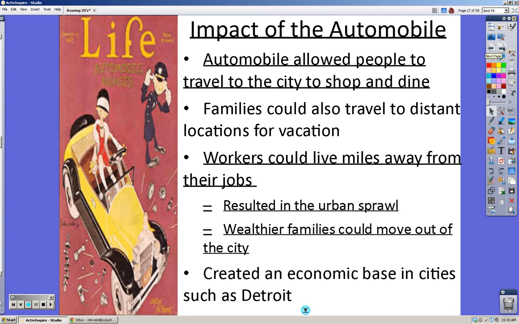The impact of the automobile, the really big thing, is it allows people to travel to the city to shop and dine. They could also travel to distant locations to go on vacation, not have to use a train. The biggest impact of the automobile is the fact that workers could live miles away from their jobs. You didn't have to cluster up in cities in order to afford homes. So this begins an urban sprawl, and we have our suburbia where people can live outside the cities with more land and then travel inside to go to work. And it created an economic base in cities such as Detroit, where they became the automobile industry.